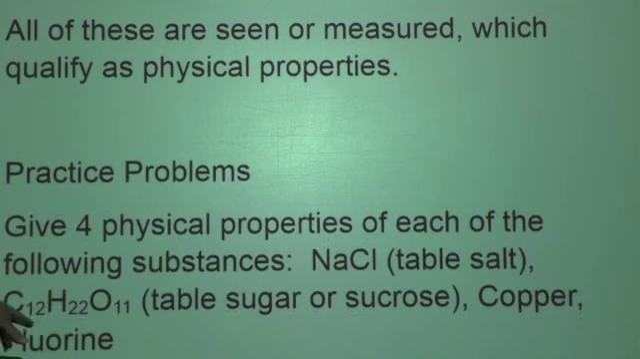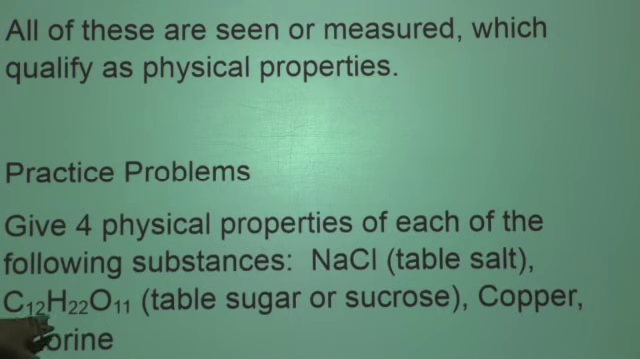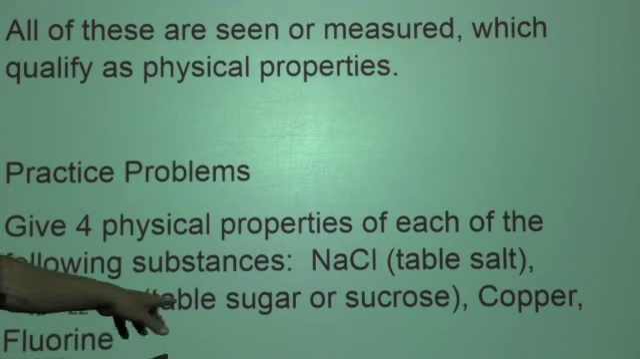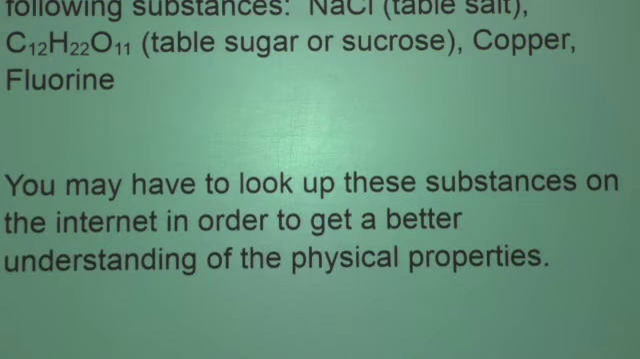So here are 4 substances that I want you to find physical properties for. Sodium chloride, better known as table salt, C12H22O11, which is also known as table sugar or sucrose, copper, and fluorine. Now, you go, I don't know what that stuff, well, how am I supposed to know that? Well, the power of research tools, search engines, whether it's Google, Dogpile, Yahoo, whatever, go and find it. You should be able to find 4 properties of each one.